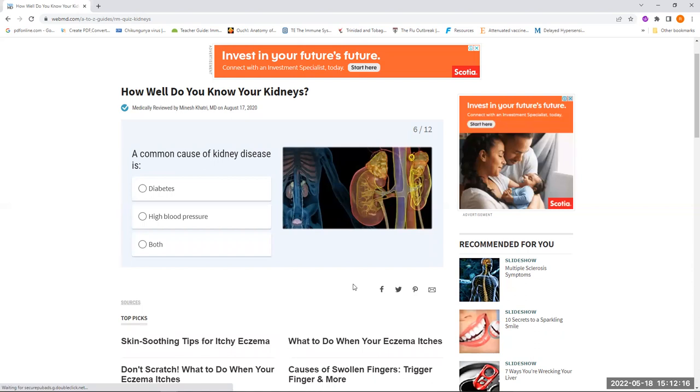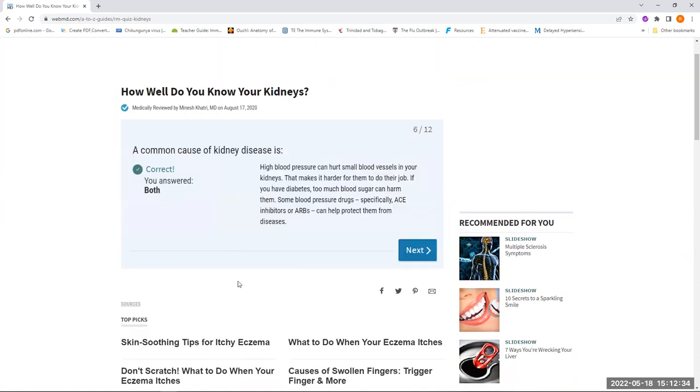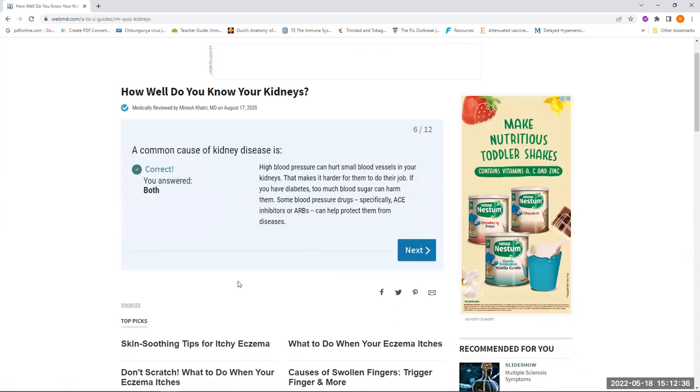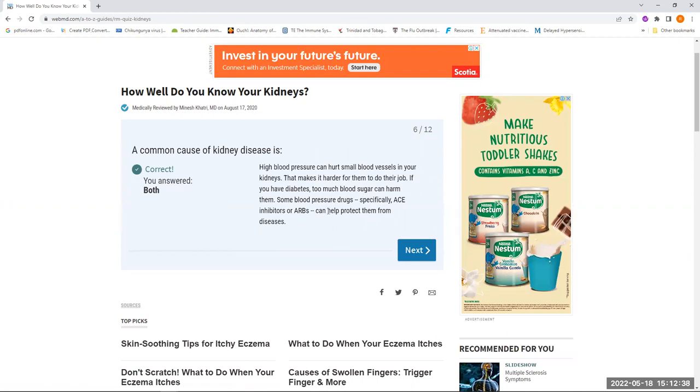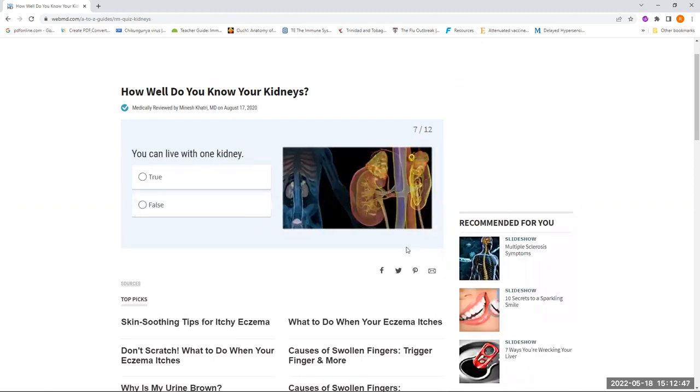Oh, okay, that's a bias. A common cause of kidney disease is, let me see some hands, new hands. Alina, go ahead. So both? Let's see if you're right. Yeah, correct. High blood pressure can hurt small vessels, right? Some blood pressure drugs, especially ACE inhibitors or ARBs, can help protect them from disease as well.